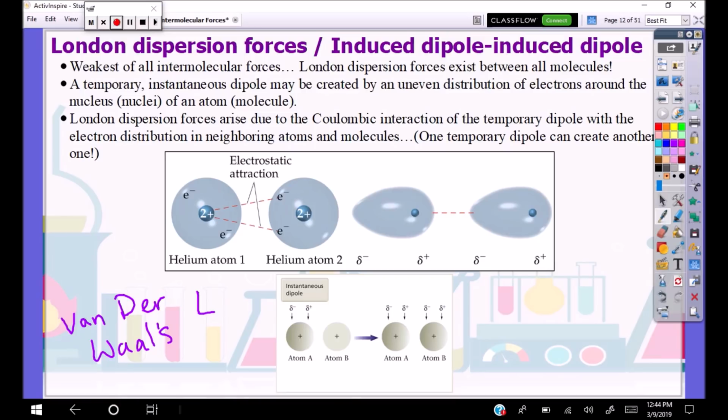If you use the abbreviation LDF, the AP graders and readers will know what you're referring to. LDF is London dispersion. You can call them van der Waals forces. LDF saves a lot of time just because it's a nice abbreviation. Like I said, they arise from the Coulombic attraction of the temporary dipole with the electron distribution in the neighboring atoms and molecules. So one temporary dipole can create another one, and then it's an endless domino effect. This is why things that are nonpolar still tend to stick together. If you think about oil, oil can exist as a liquid because those are nonpolar molecules, and they have a large amount of dispersion forces with each other.